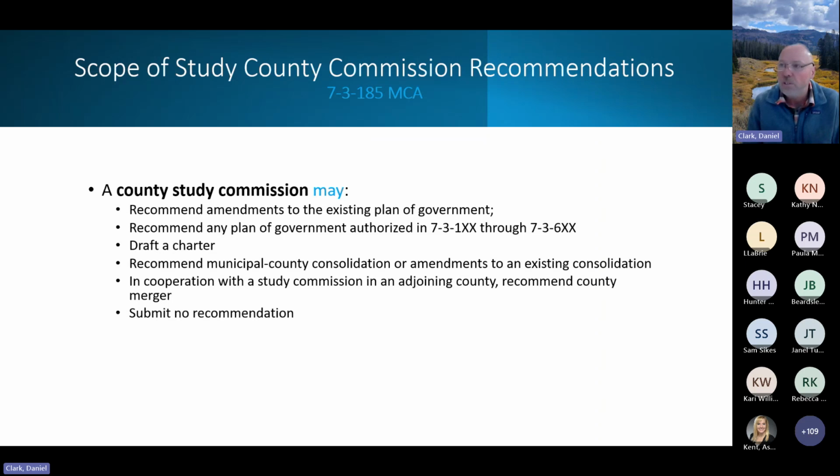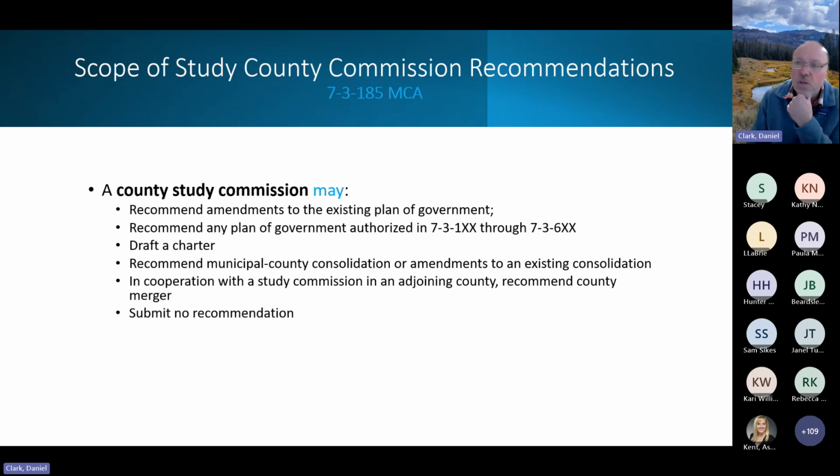And there are some cities and counties around the state that might make sense for you. You can cooperate with other study commissions. So if the county study commission and the city study commission want to cooperate in a particular area, they can do that. Or study commissions between two counties can cooperate and talk about county merger. So maybe we want to merge two counties. Instead of having two, we want to make one. There might be a compelling reason why that might take place in some areas around the state.